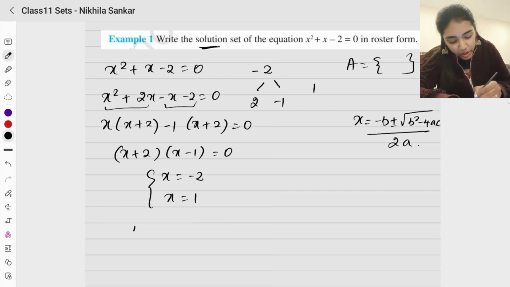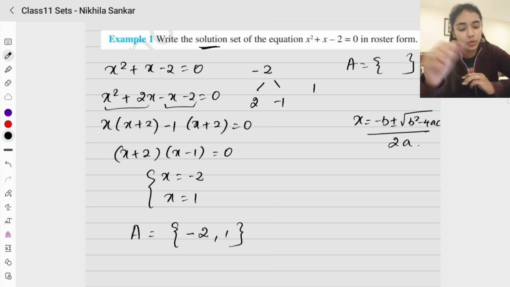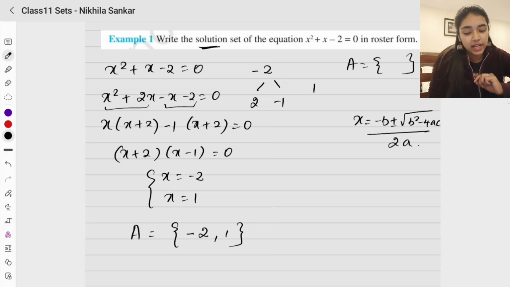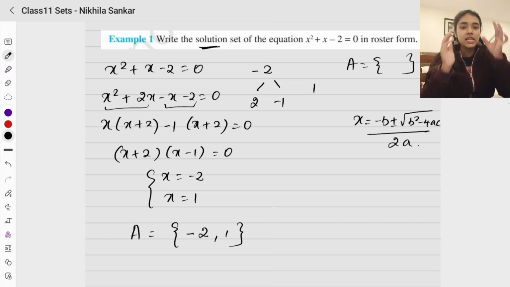இதை நான் இப்போ எப்படி எழுத போறேன்? A is equal to roster formula எழுத சொல்றாங்க. So my set of all elements is going to be minus 2, 1. So this is how you write your solution. Write the solution set of the equation. Solution set na solution கண்டுபிடிச்சிட்டு அது set மாதிரி எழுதணும். You have to write it inside the curly bracket.